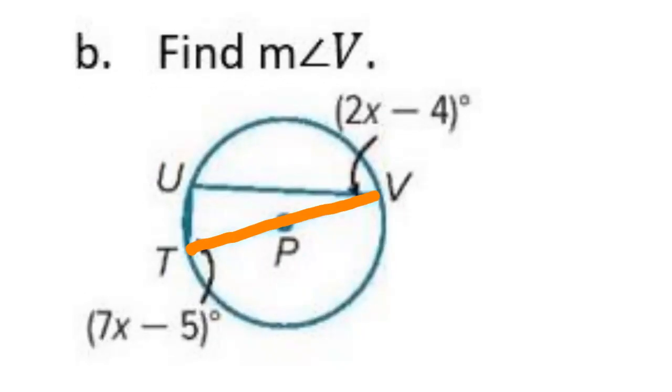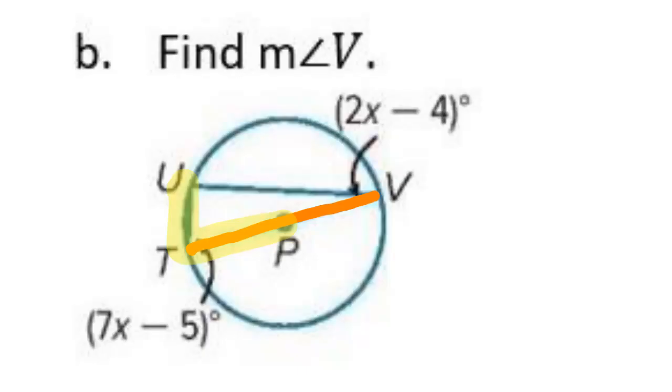Since that's my diameter, what angle is intercepting that diameter? Which angle is intercepting this diameter? It is going to be a right angle, but I want to know which angle. Which angle is my right angle? Not V. That's one of the ends of my diameter. UT would be a segment. UTP would be this angle right here.